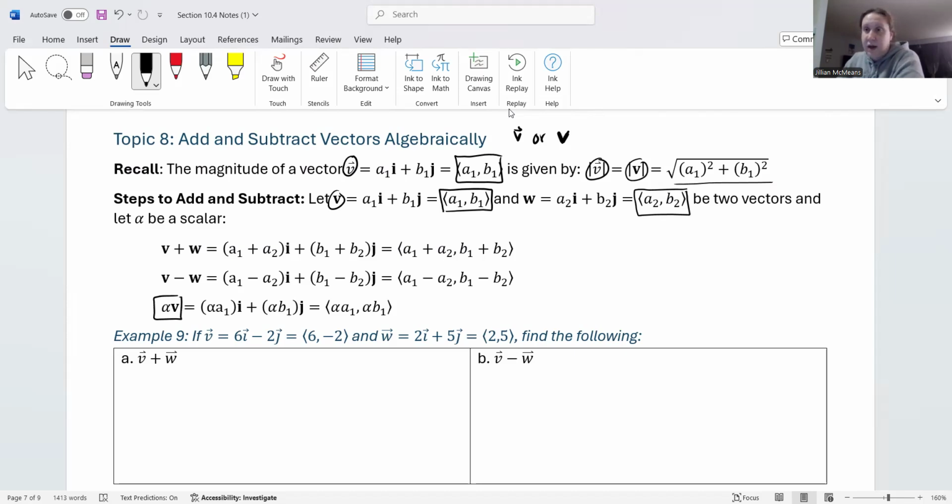And then if we have a situation like down here, this isn't adding or subtracting. This is where you take a vector and multiply it by a scalar. All you have to do is take the scalar and multiply it by the a component, and then take the scalar and multiply it by the b component. So you can almost distribute that scalar inside, okay? So all pretty easy stuff, nothing terribly scary at all.